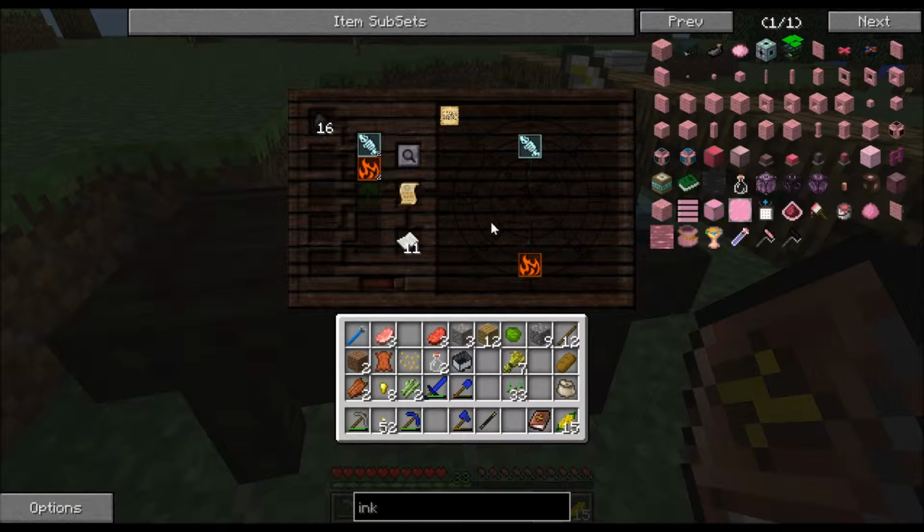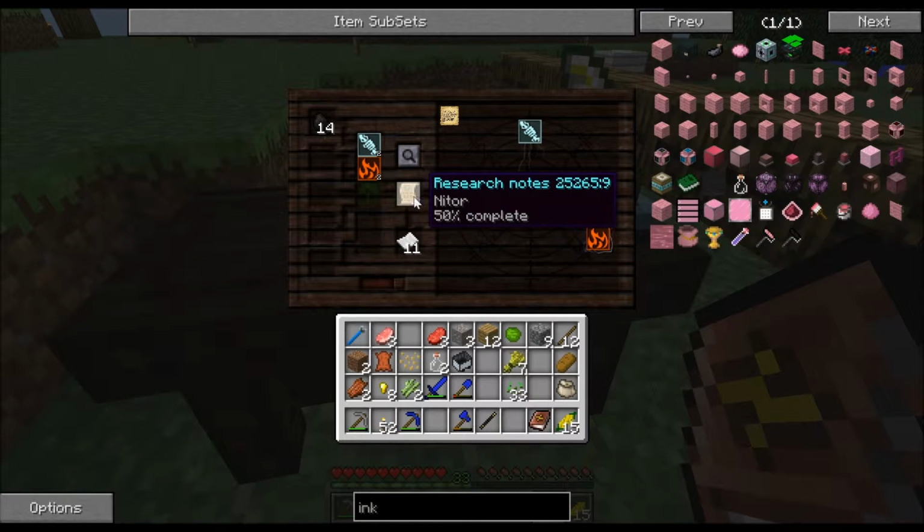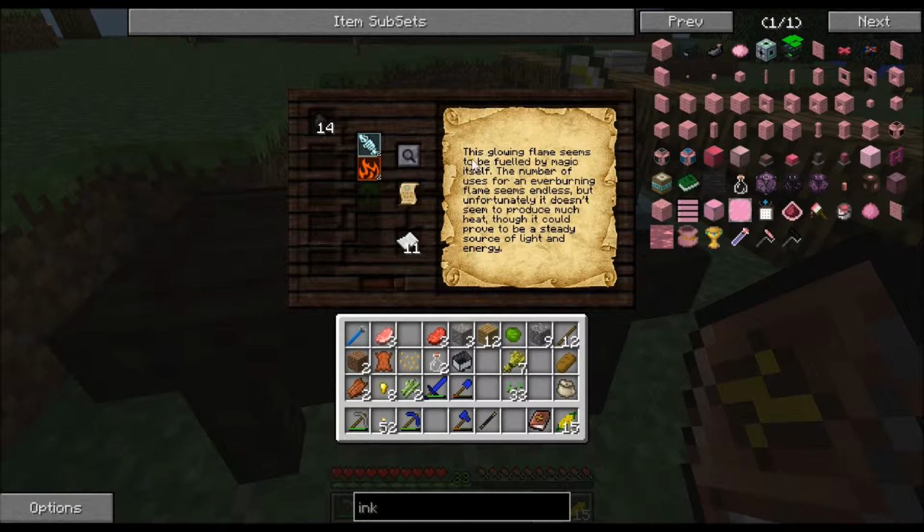So we just keep continuing to research. Okay, that's 75% complete. That's 100% complete. And now it says that we're researching Nitor, and it's 50% complete. And then, this glowing flame seems to be filled by magic itself. The number of uses for this ever-burning flame seems endless. But unfortunately it does not seem to produce much heat, though it could prove to be a steady source of light and energy.